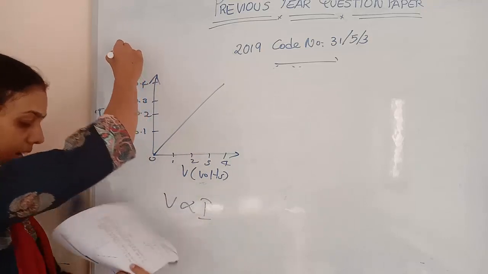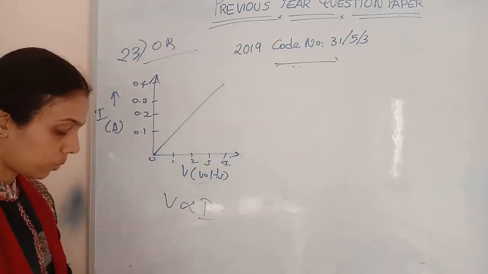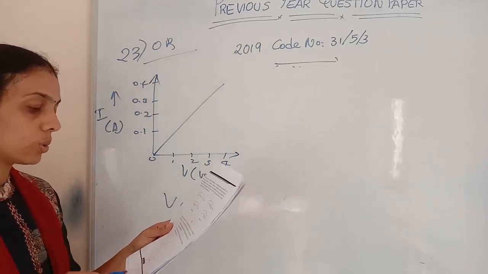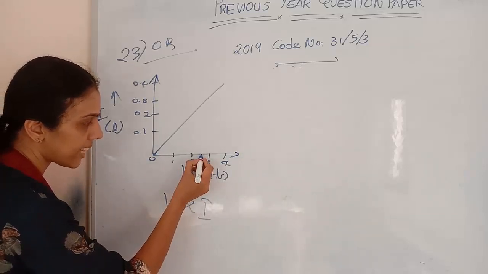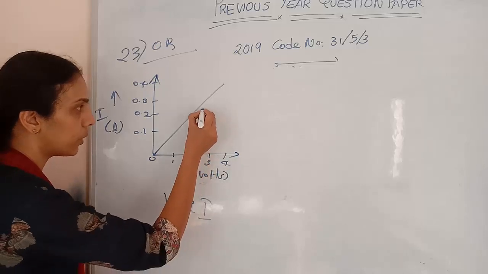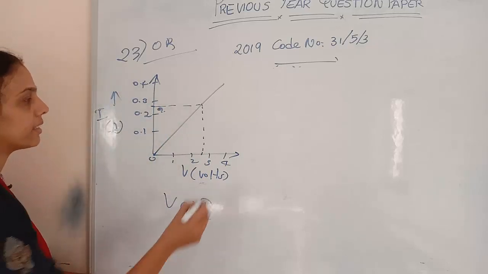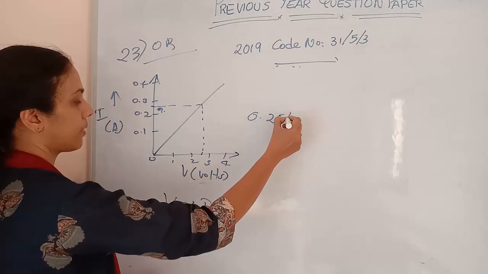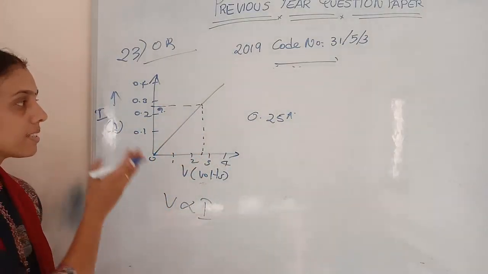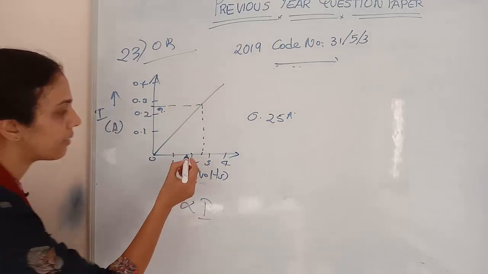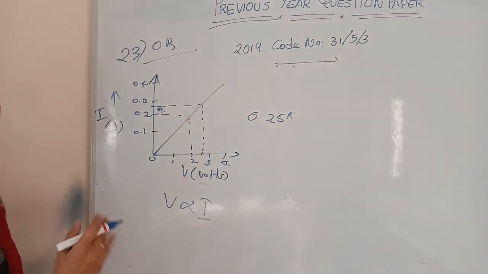This is the last question, which is question number 23, the OR question. Find the current through the resistor when the potential difference is 2.5 volt. 2.5 means exactly the middle of this, so you can do it like this and find the respective current. So what will be the current? It will be 0.25. Since 2.5 is the exact half, and the graph is proportional, the current will be the exact half. Whichever voltage is given, you can see the corresponding current across that.